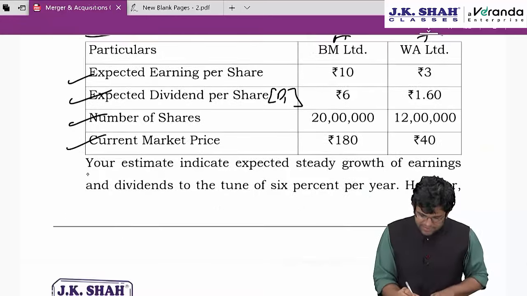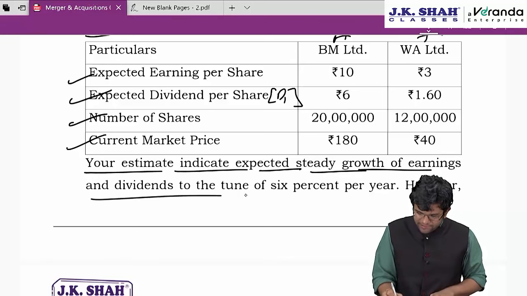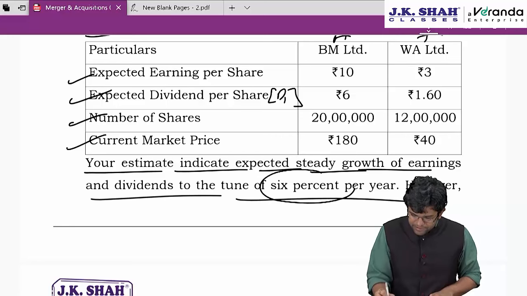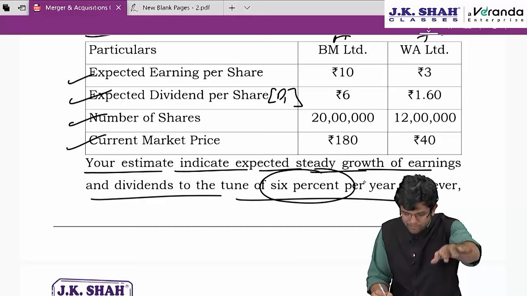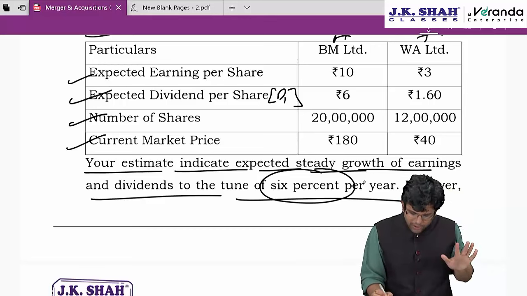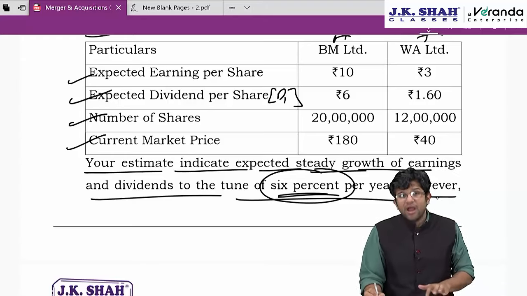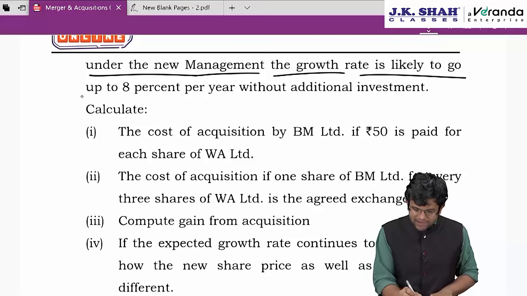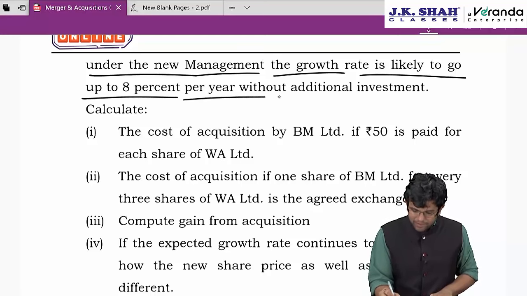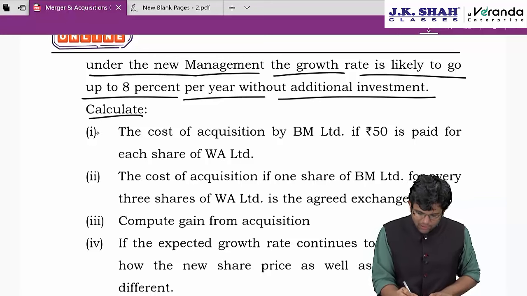per share. Then they say your estimate indicates expected steady growth of earnings and dividends to the tune of 6% per year. So the acquiring company, as it is analyzing the target company, comes to know according to its analysis and estimates that the growth rate will be 6% per year. However, under our new management, the growth rate is likely to go up to 8% per year without additional investment. I hope you understood. Calculate. Let's do one by one.